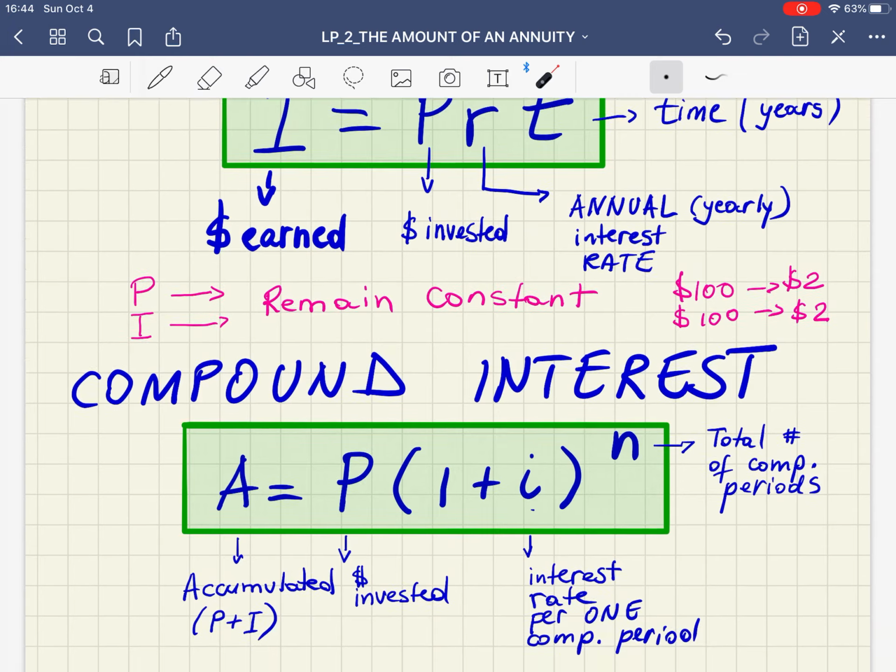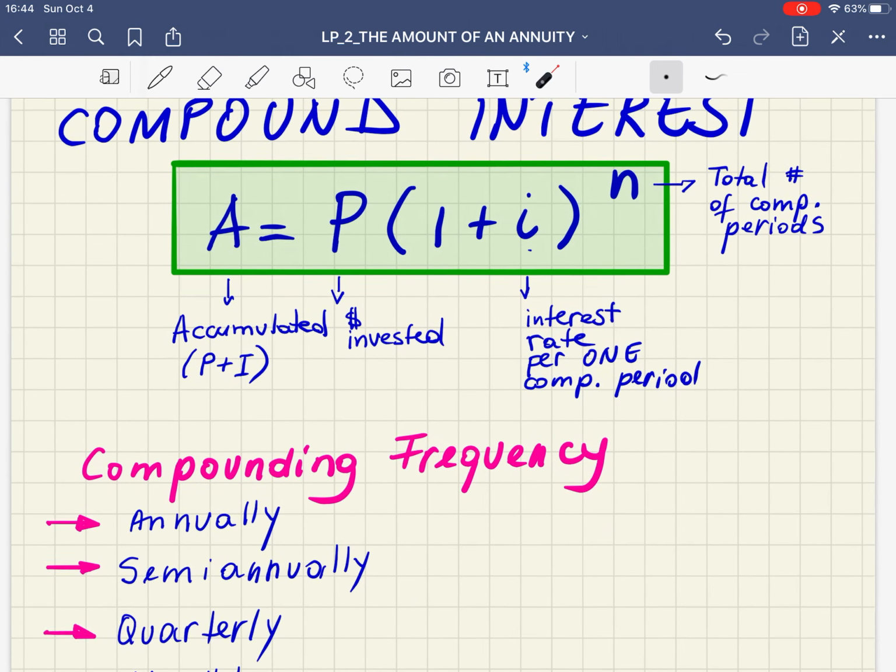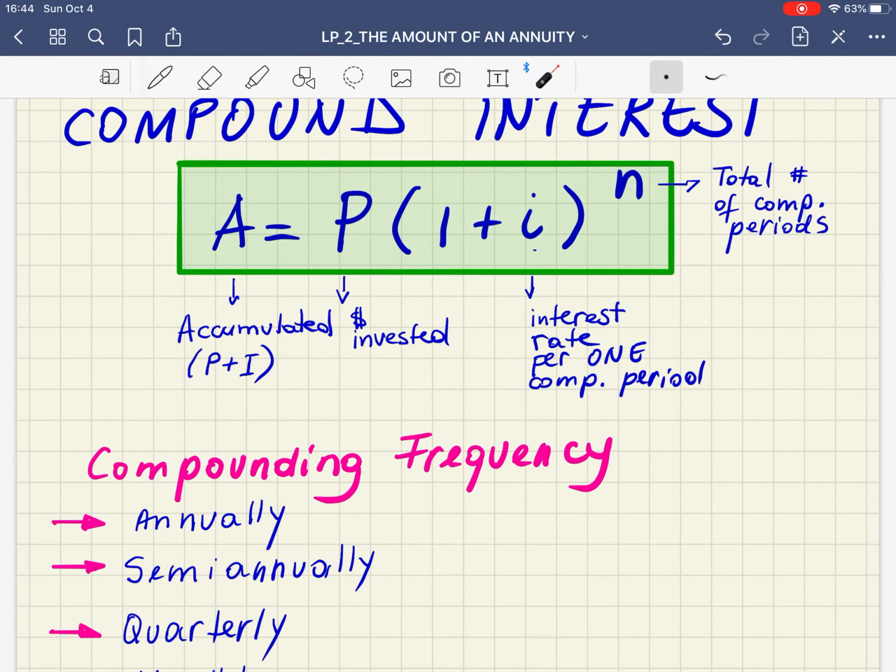Now, the compound interest, unlike in simple interest, whatever you earn is added back to your principal. So every time your interest is calculated, it will be calculated on a new principal, which is made of whatever you invested initially plus the interest that you have earned over the time. Now, very often when we talk about compound interest, we use the word compounding frequency.